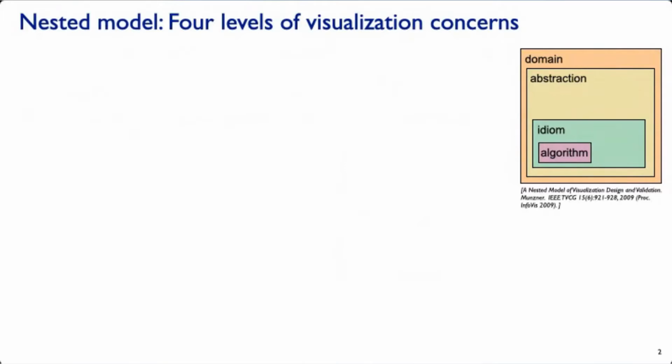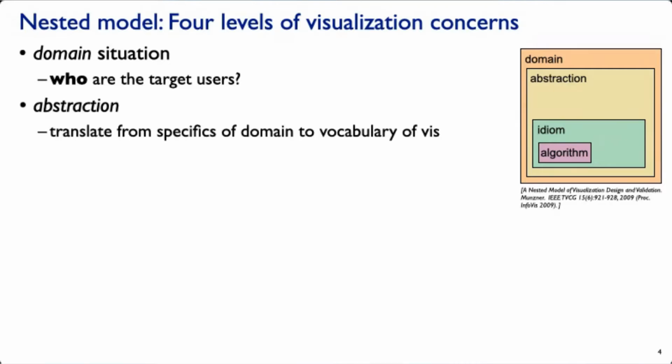So I'm going to frame my thoughts about visualization through a paper I wrote a while back called The Nested Model. And I find it a useful way to think about visualization, where we have 4 levels of what I'll call concerns. And so at the top level, the domain situation, we can ask, well, who are the target users? What kinds of problems are they trying to solve? But we can't stop there.